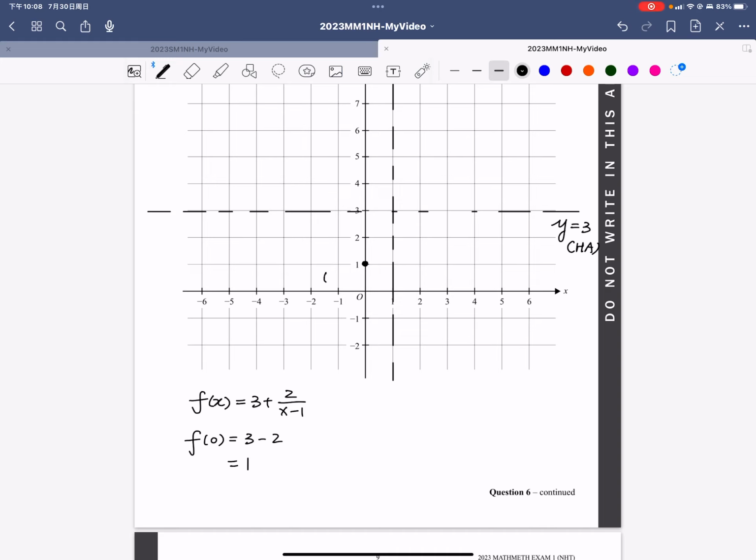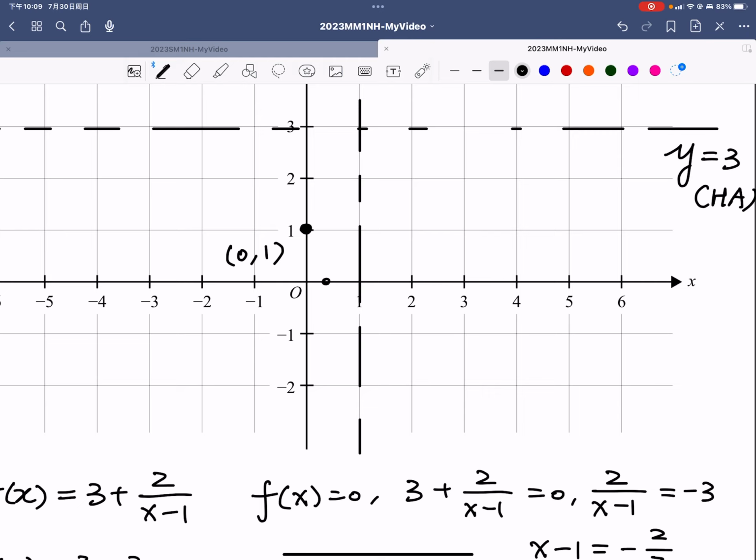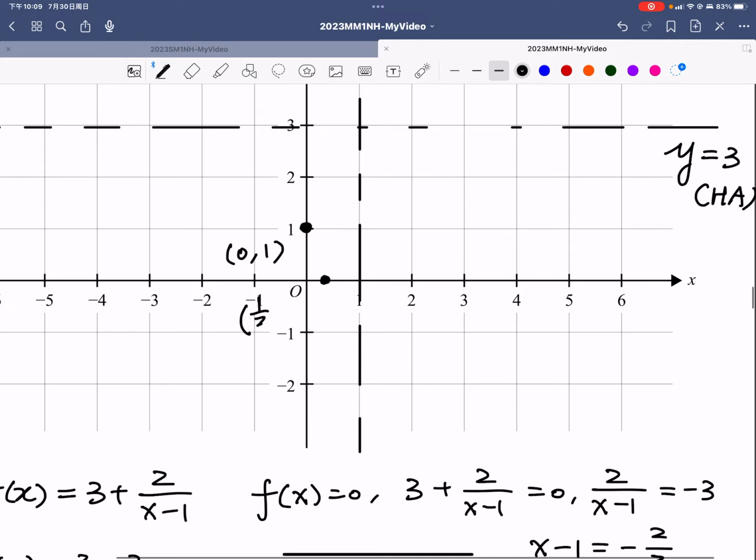Okay, let's see how we go. 0, 1. And if I'm taking f of x equals 0, 3 plus 2 over x minus 1 equals 0. 2 over x minus 1 equals negative 3. So x minus 1 is negative 2 over 3, dividing both sides by negative 3, and multiply by x minus 1. So x is actually 1, take away 2 over 3, which is 1 out of 3. So I think about this point. 1 out of 3, 0.